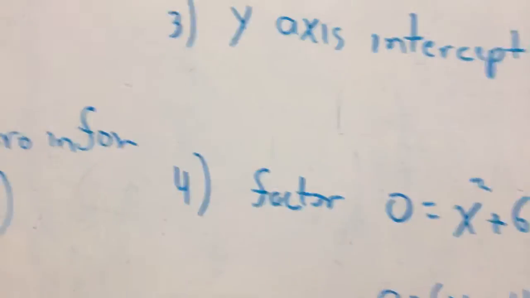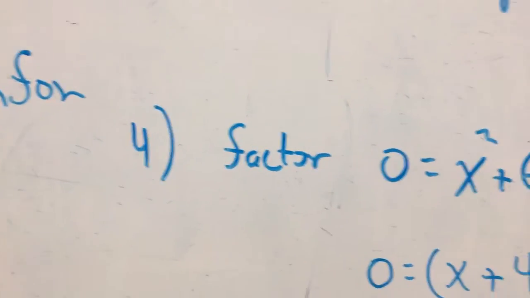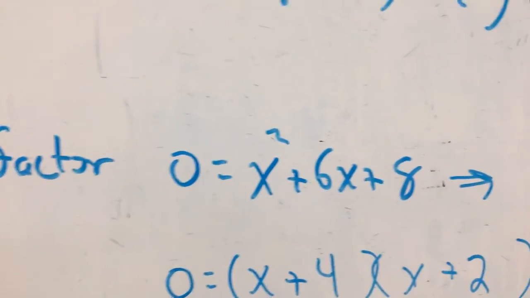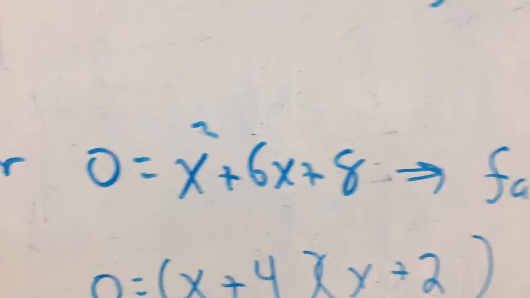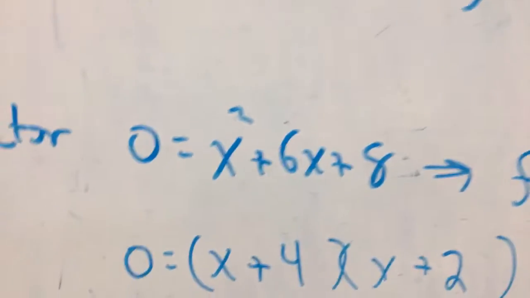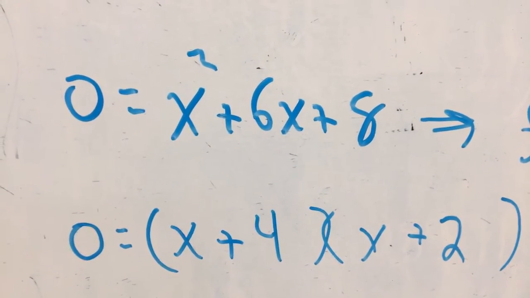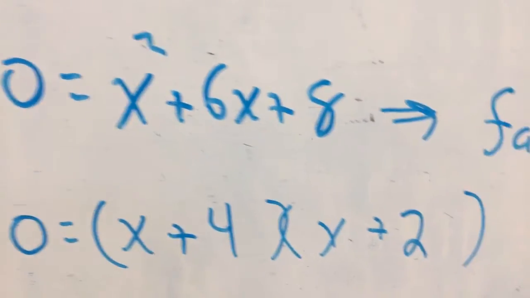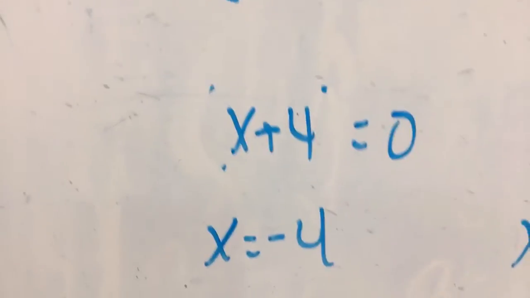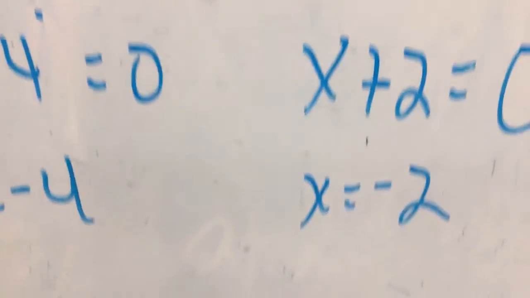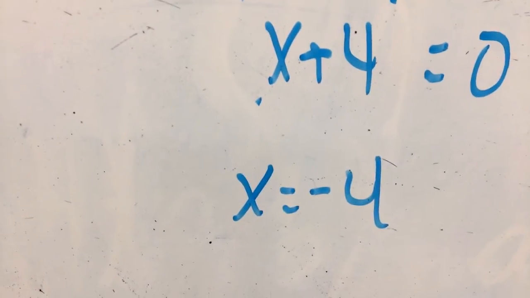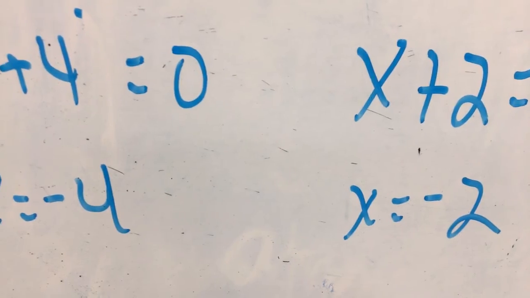Okay? So now I have a vertex, and I have a y-axis intercept, and I have its reflection. I need 2 more points. So, to factor this, remember, set it equal to 0 and solve. So I need factors of 8 that add to 6. How about 4 times 2 is 8 and 4 plus 2 is 6? Then set each individual factor equal to 0, and you'll find that x is equal to negative 4 and x is equal to negative 2.